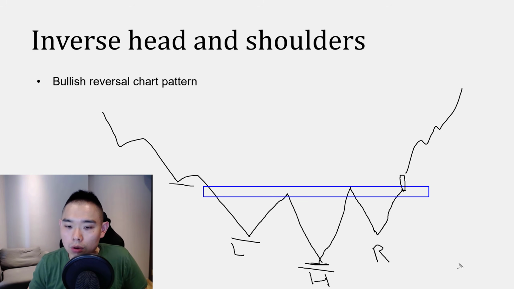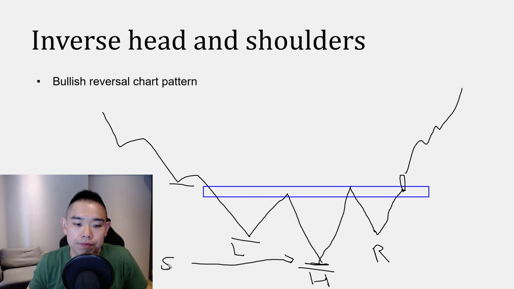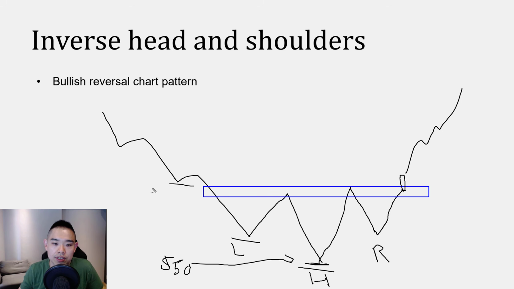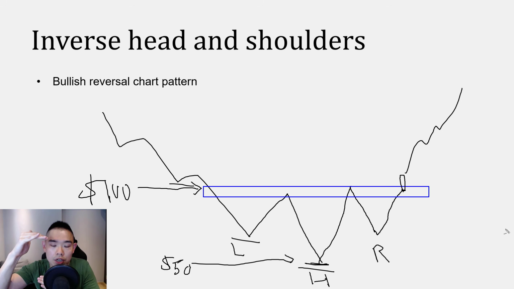Let's say the low of this head over here, the price is trading at $50. And let's say the highs of this neckline over here, the price is trading at $100. So from $50 to $100 is a difference of $50. In other words, the entire distance of the head and shoulders pattern from the head to the neckline is $50. When we try to determine where the market could potentially terminate, we simply take that distance and project it up higher.